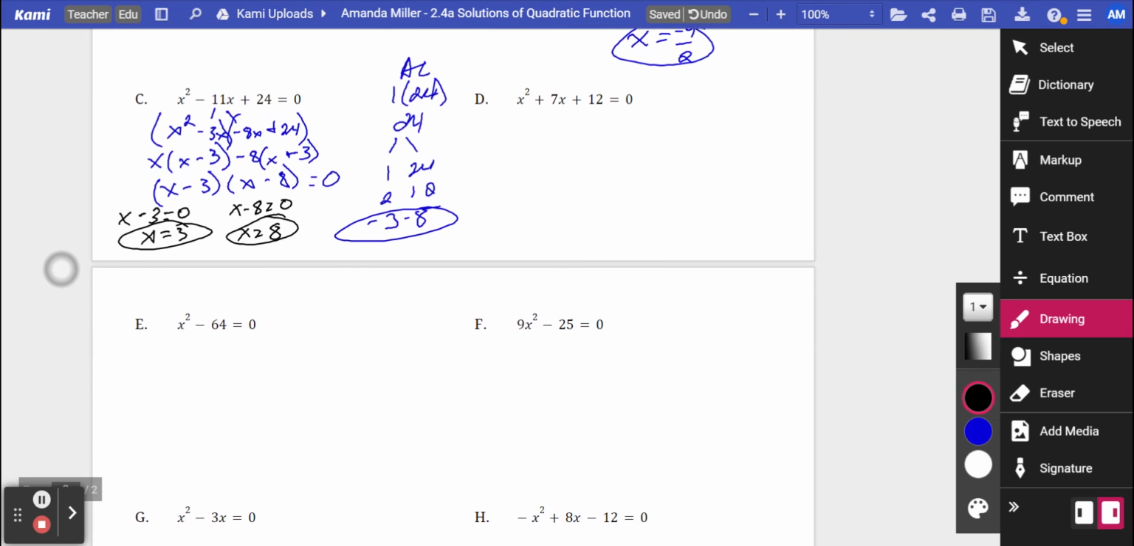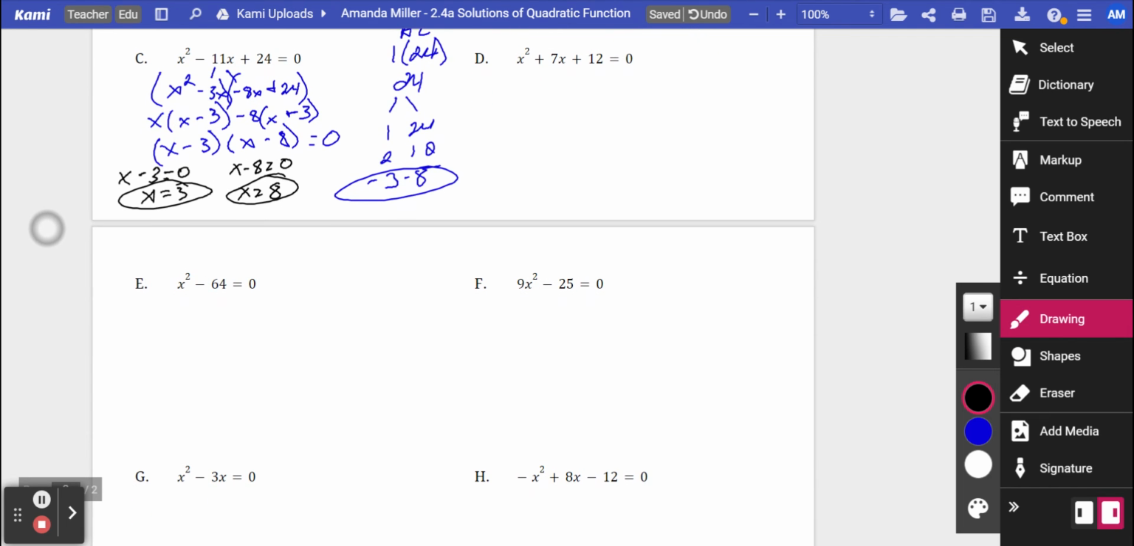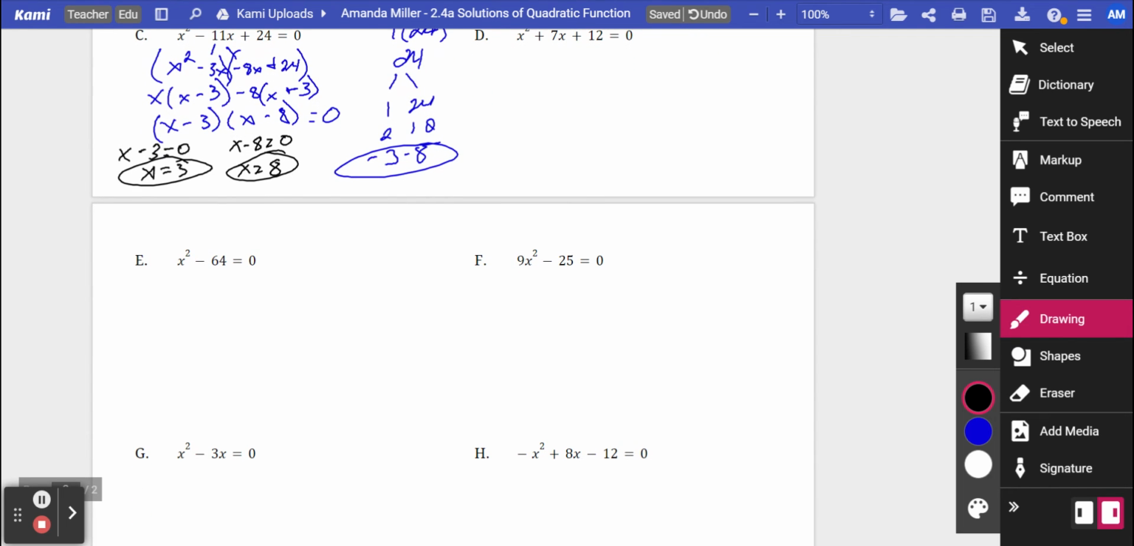I'm going to go down to example E. Example E, I only have 2 terms. So this is a difference of squares. Or I'm going to look and see if it's a difference of squares. Is there something that I can square to get me x squared? Yep, that's x. Is there something I can square to get me 64? 8. So it is a difference of squares, so I follow the pattern.